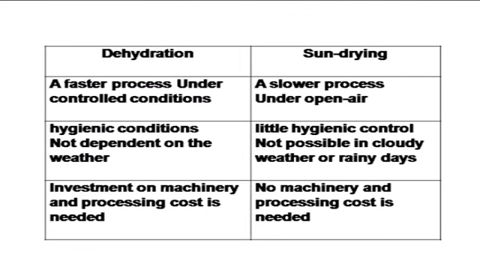Some of the differences of drying and dehydration are listed in table 2. Differences between drying and dehydration. Dehydration: a faster process under controlled condition. Sun drying: a slower process under open air. Dehydration: hygienic conditions, not dependent on the weather. Sun drying: conditions with little hygienic control, not possible in cloudy weather or rainy days. Dehydration: investment on machinery and processing cost is needed. Sun drying: no machinery and processing cost is needed.